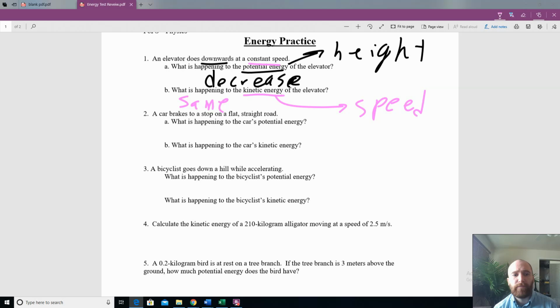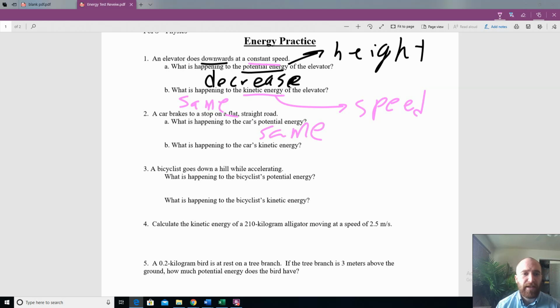So for number 2. A car brakes to a stop on a flat, straight road. What's happening to the potential energy? Alright, again, potential is height. What's happening to the height? Alright, well, if it's a flat road, I don't think the height's changing. So the potential energy is remaining the same. Because again, you're not gaining height, you're not losing height.